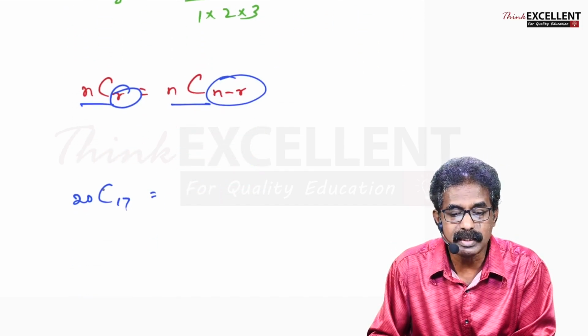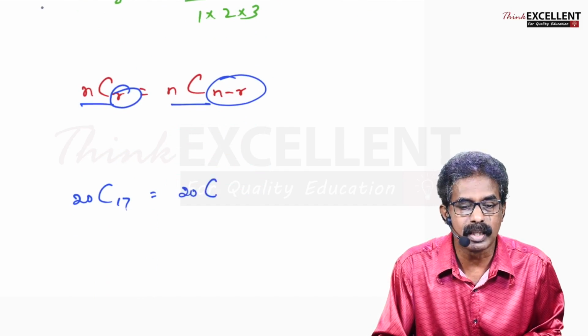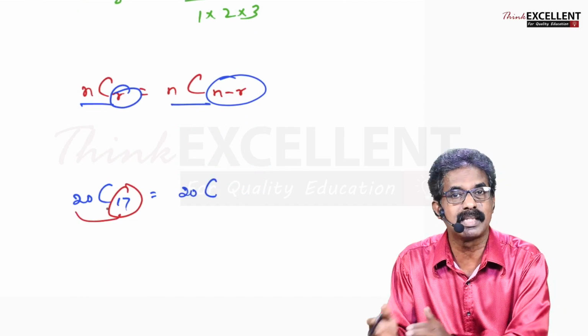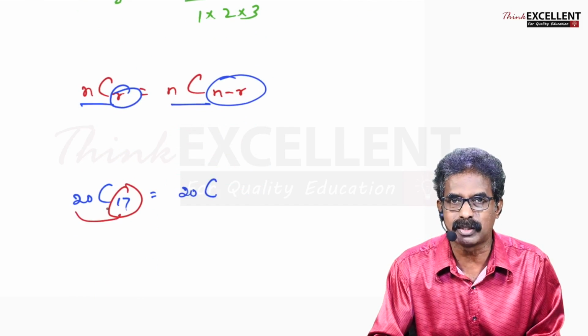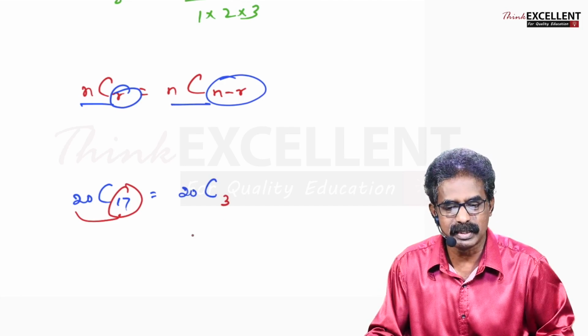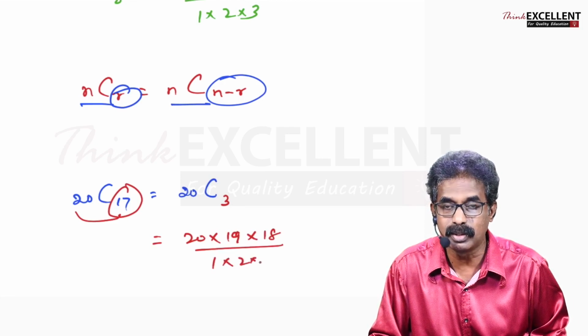So 20C17 can be written as 20C, and instead of 17 you subtract: n minus r, 20 minus 17. What is 20 minus 17? 3. Now the calculation is easy, no? 20C3. What is 20C3? 20 into 19 into 18 by 1 into 2 into 3.